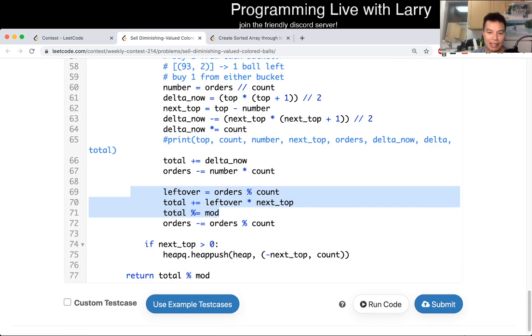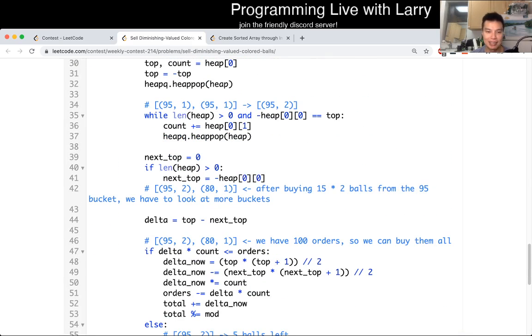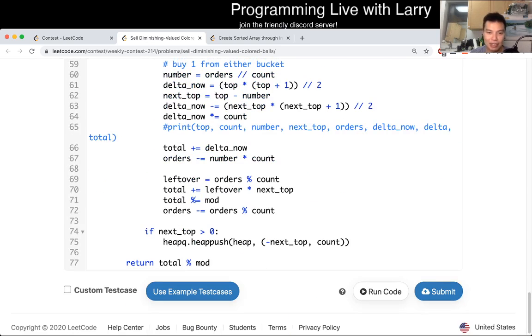And then at the very end, we push it back into the heap, meaning that, for example, we have this case. After we process it, we want to push this to 80 to 2, and then it gets compressed later on by this earlier step. And that's basically it. That's all I have for this problem.